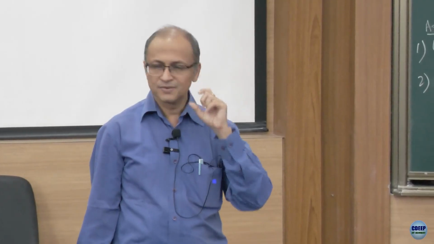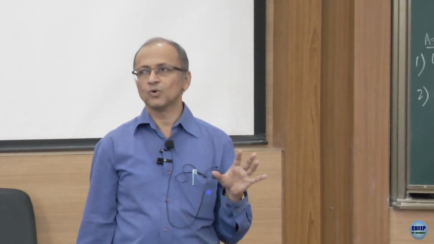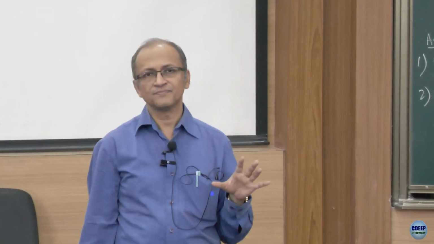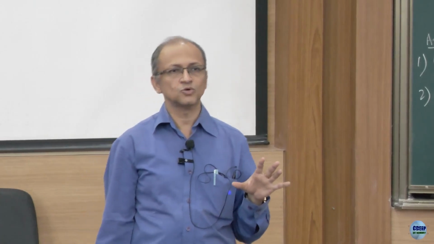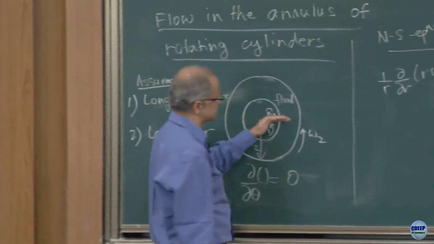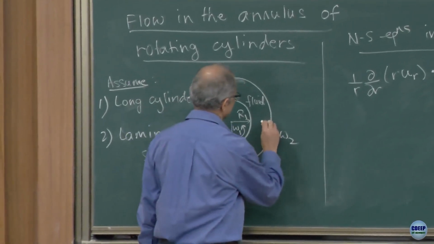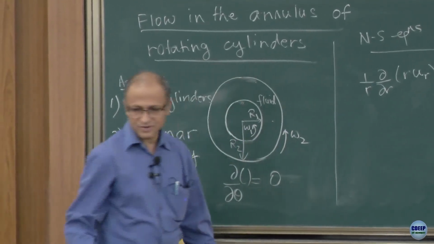And so which one do you think would be important here? U r or U theta? U r is the velocity which is along the radial direction. Which one is the radial direction? If I look at any point here, let us use a different color.